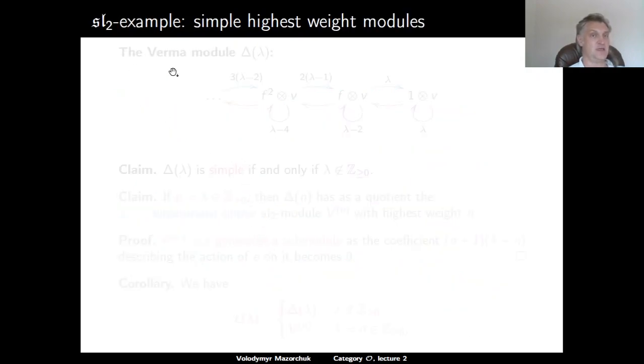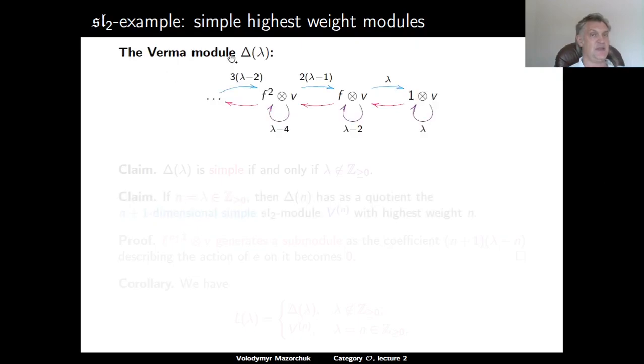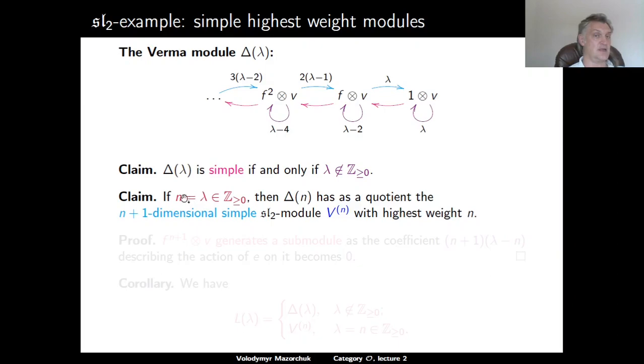Let's do the SL2 example. So we have seen the Verma module delta lambda, which had the following picture, and we discussed that this module is simple if and only if lambda is not a non-negative integer. So if lambda is not a non-negative integer, then delta lambda coincides with L_lambda. If lambda is a non-negative integer n, then delta n has a unique simple quotient, which is the n plus 1 dimensional simple SL2 module V_n.